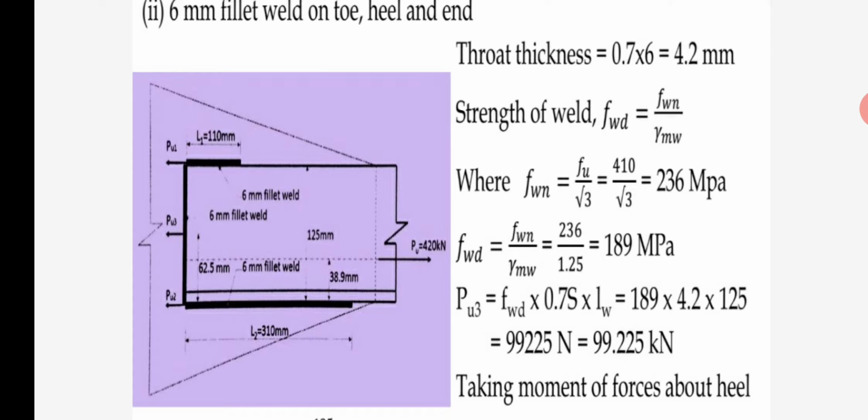Now first we calculate PU3. Why PU3? Because we know the length of PU3, it is the same as the size of our plate, which means 125. So PU3 is equal to FWD into 0.7 into S into LW. Here FWD is 189, throat thickness is 4.2 and length of weld is 125. So we get the first value of the three forces, PU3, which is 99225 Newton, or 99.22 kilonewton.